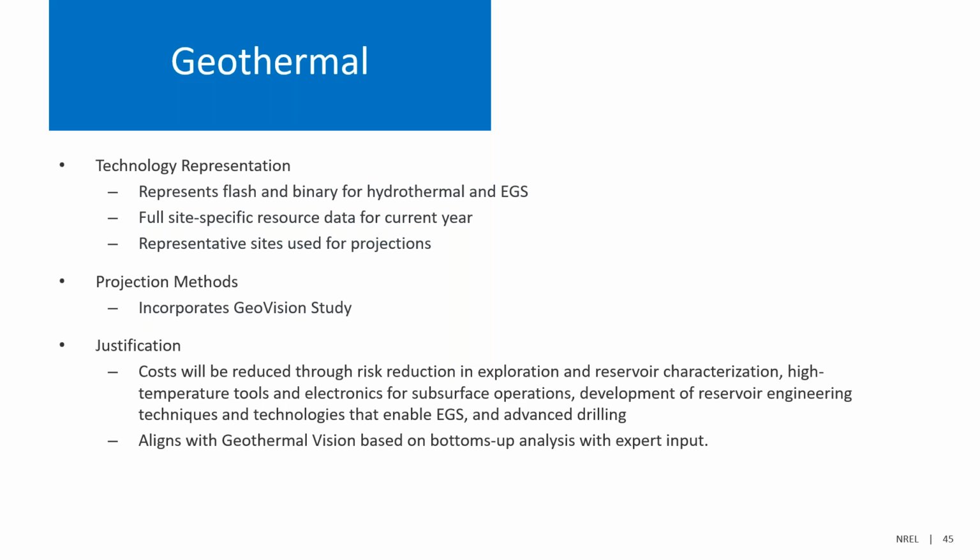One of the scenarios that we have in the GeoVision study is a technology improvement scenario, and that assumes that cost will be reduced by a combination of improvements in exploration, reductions in drilling costs, and the ability to use EGS techniques both at conventional hydrothermal plants and at EGS locations to greatly reduce the risk of developing geothermal reservoirs. If you could go on to the next slide, please.